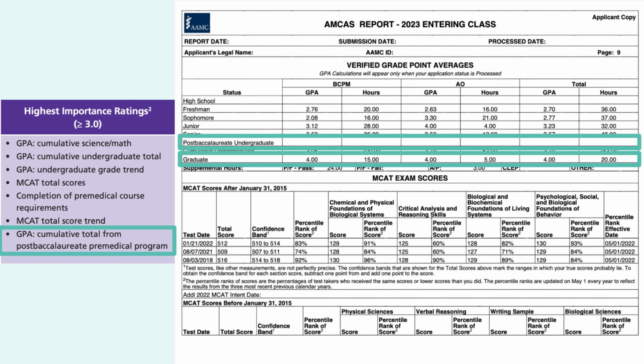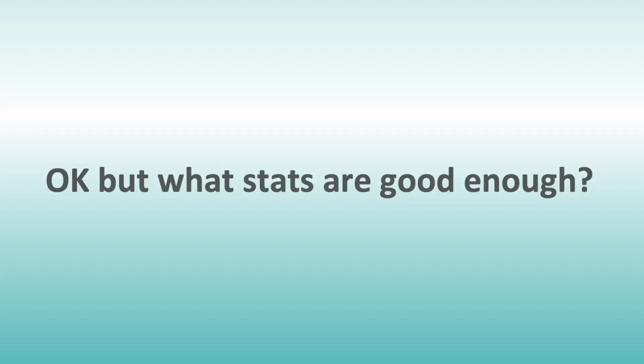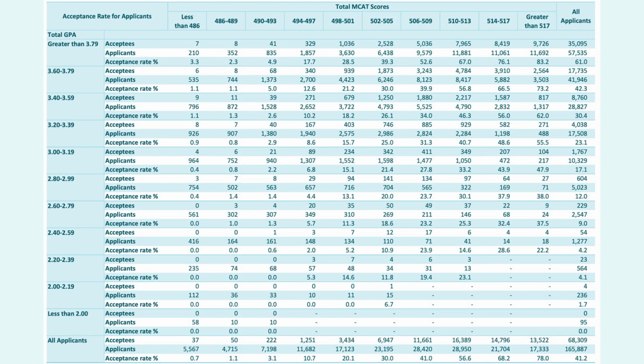Okay, that's great. We know what they consider most important, but what stats are good enough? This is a breakdown of the combination of stats that applicants and accepted applicants had between 2020 through 2023. And there are a couple things that I want to note here. First, over the 3 years, the overall rate of acceptance was about 41%, which objectively means the average applicant had slightly worse odds of getting into medical school than correctly calling heads on a coin flip.